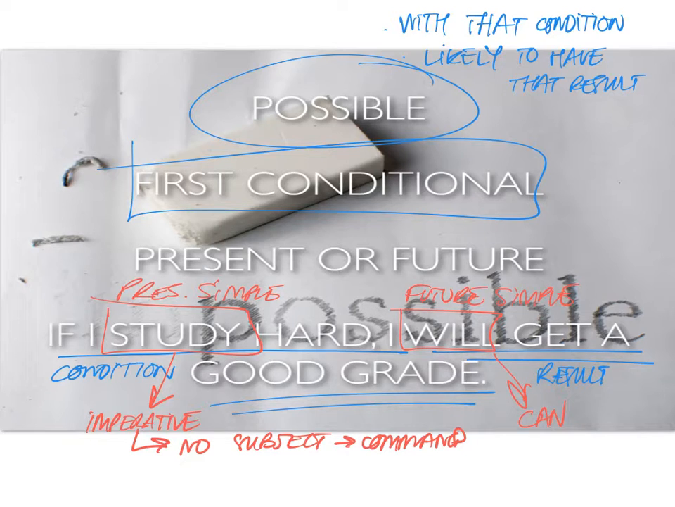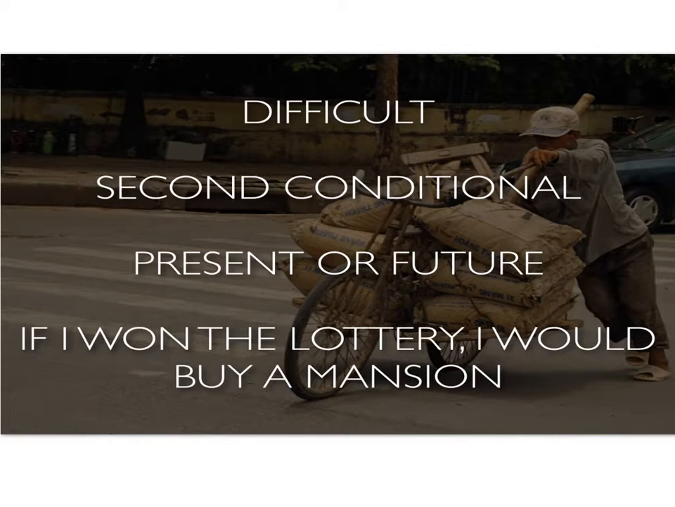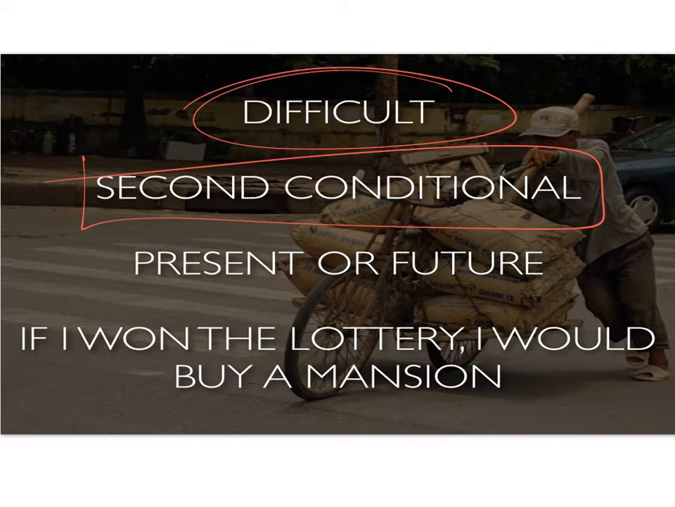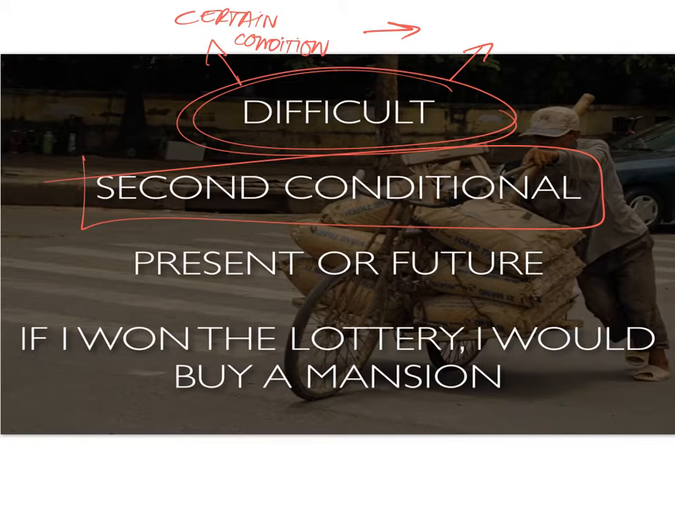After zero and first, we have second conditional. And second conditional is used for difficult things. Okay, so the same thing. Under a certain condition, the result is difficult to happen. I have a difficult result to happen. Let's look at the example.